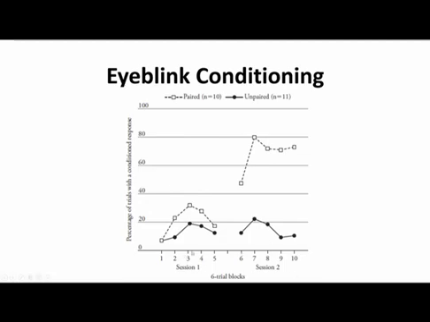Now, the cool part here is that in our first session, the two groups don't seem to be any different. Our open squares are the paired group or our treatment group, and the filled circles are our unpaired or our control group, and these two lines aren't statistically different from each other. So in the first session, there wasn't any evidence of learning here.